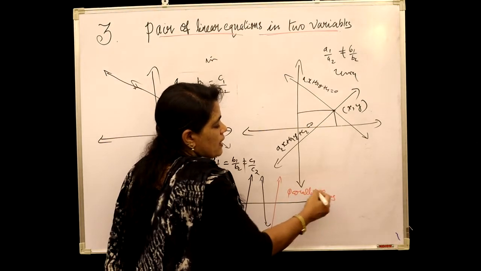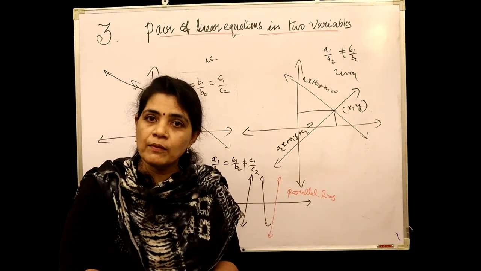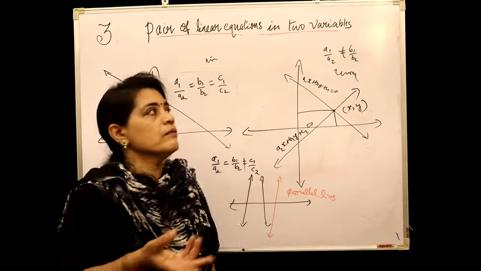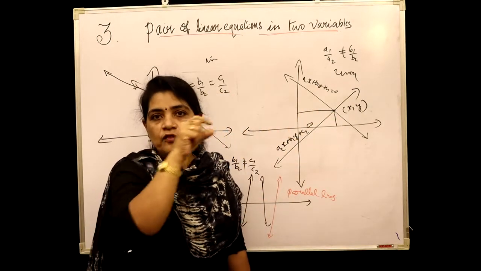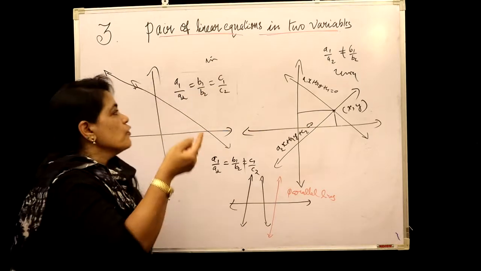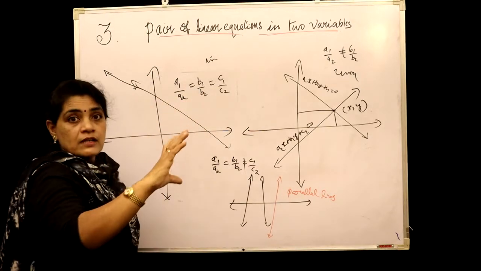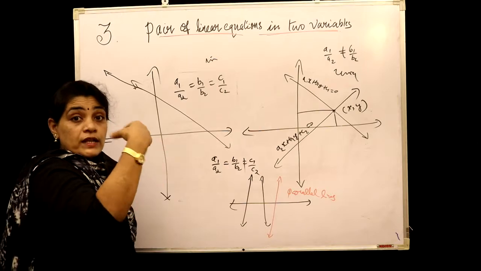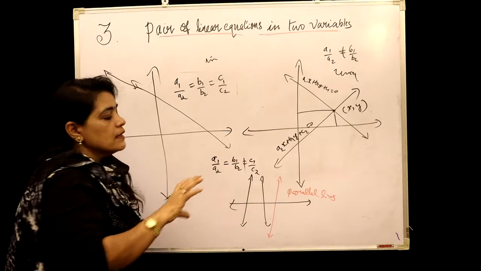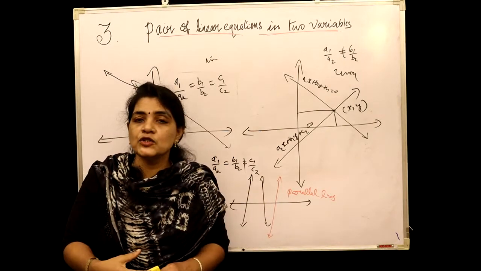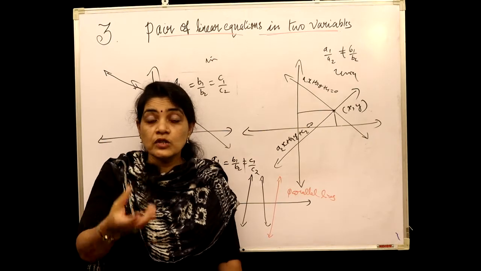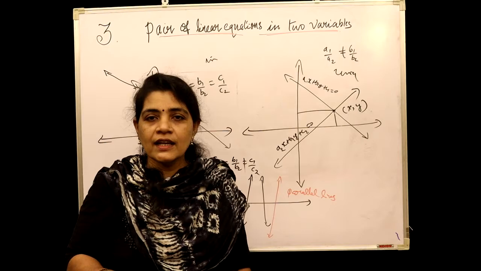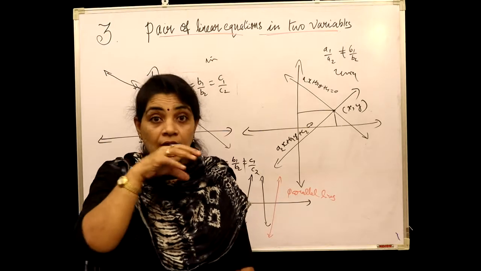Okay, parallel lines. For a1 by a2 is not equal to b1 by b2, you can see they will intersect each other, the graph will intersect each other. And for the second case, infinitely many solutions, coincide each other, and in the third case they are parallel to each other. This is all about the solution of a pair of linear equations in two variable in graphical method.